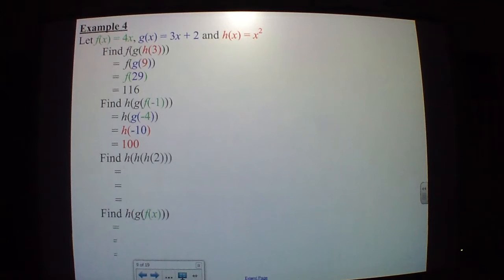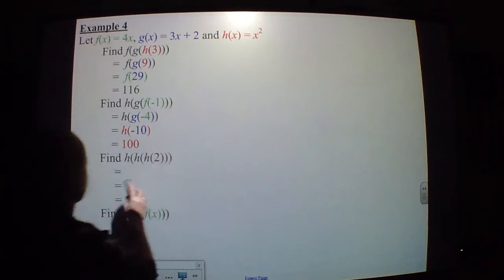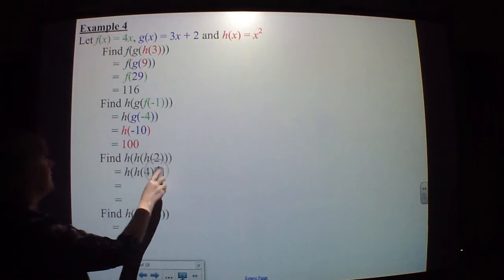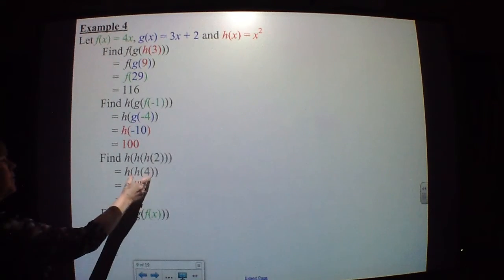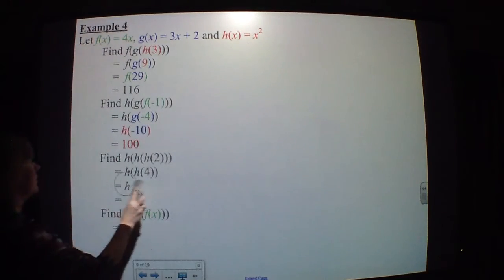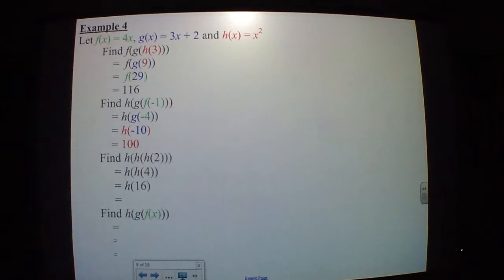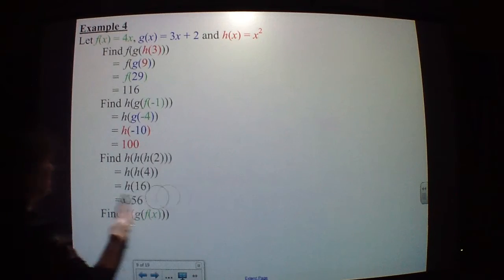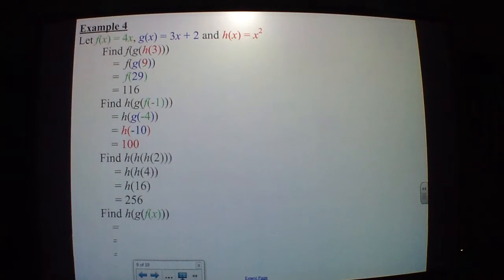H of 2. Well, h of 2 is 4. So then I have h of 4. Now I'm going to plug 4 into my h function. So I have 4 squared, which is 16. So I have h of 16. Plug 16 into my h function, and I have 16 squared, which is 256.